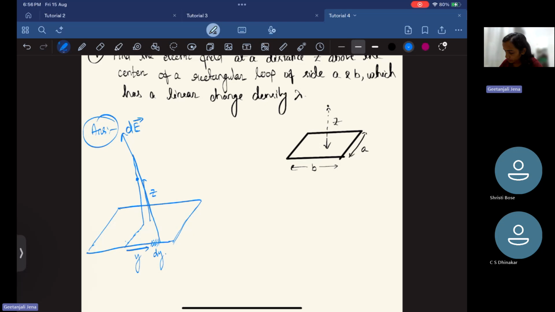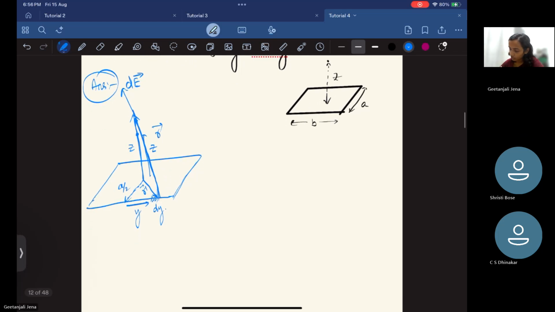This length will be a by 2, and let us take this will be r prime, and this is r. Z is this perpendicular distance. So from the figure, you can say r is nothing but z minus r prime.